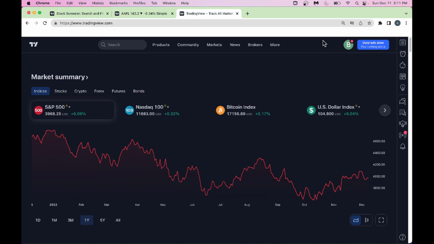In today's segment, we'll take a look at how to select great stocks and do a deep dive on these stocks using my favorite platform, TradingView. So with that, let's jump in and get started.